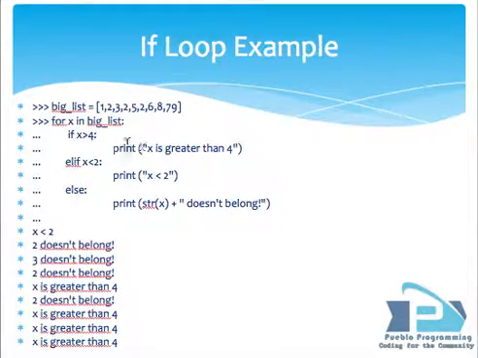So if x is greater than 4, then we're going to print this. But if it's not greater than 4, but if it is less than 2, then we're going to print this. Now if it's not greater than 4 and it's not less than 2, then we're going to do this. And so it just goes through each item in this list and does all the stuff down here.